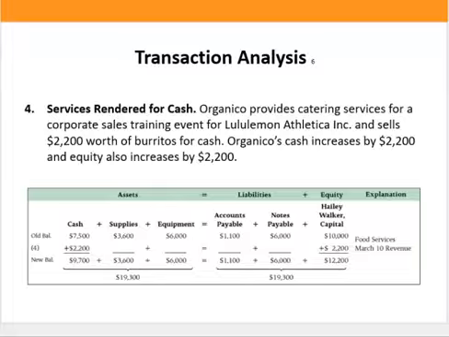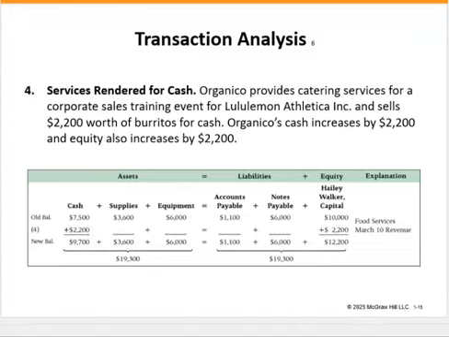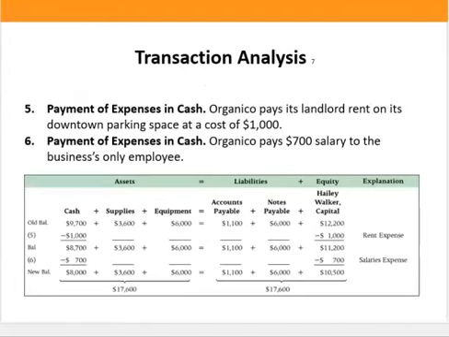What's the other side? They gave us cash of 2,200. So again, adding those together, we now have 19,300 on each side of our equation. Now we have two expenses and they're both paid with cash. Okay, so we've got rent.